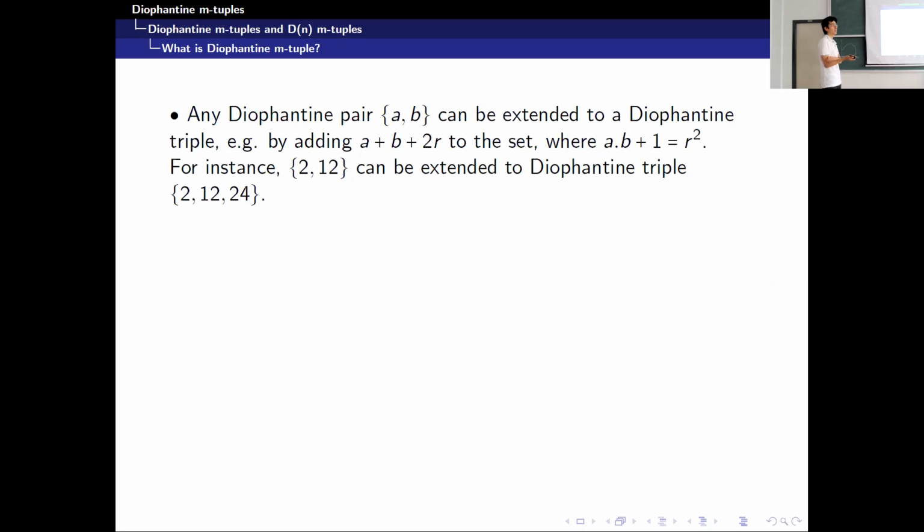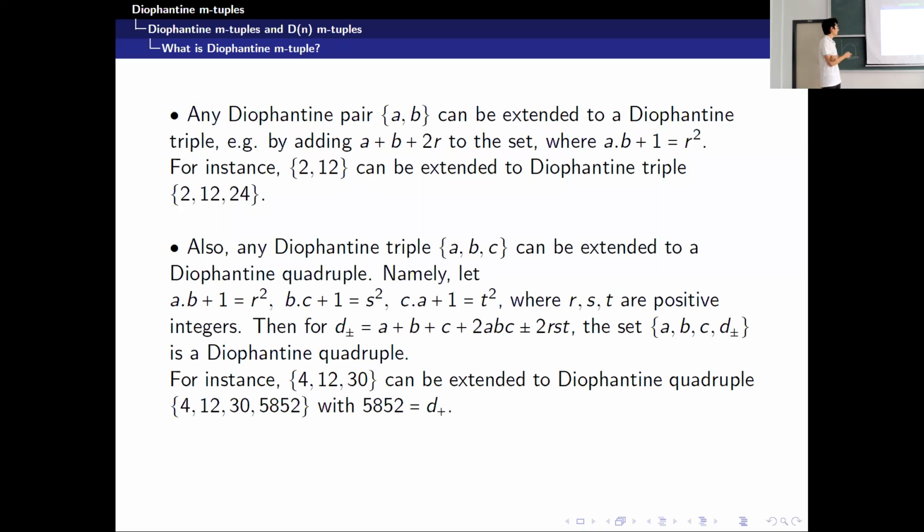And now, how can I extend these sets? Let's say I have a Diophantine pair, A and B. That means I have one equation: AB plus 1 is a perfect square. Let's say this is r squared, and I want to extend this pair to a triple. I can easily do that by adding A plus B plus 2r. Here's an example. If I have 2 and 12, my third number will be 2 plus 12 plus 2 times 5, and this is 24.